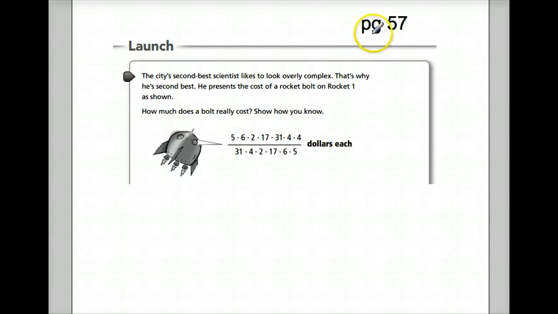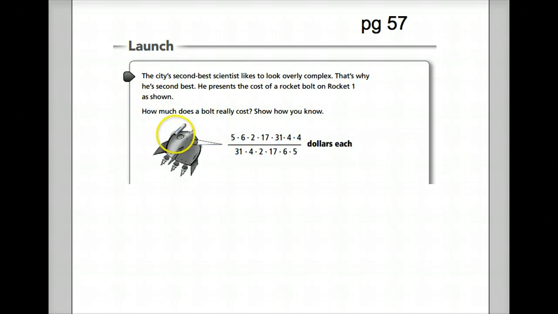All right, we are on page 57 of your student companion. We are doing a launch. It says the city's second best scientist likes to look overly complex. That's why he's second best. He presents the cost of a rocket bolt on rocket 1 as shown. How much does each bolt really cost?